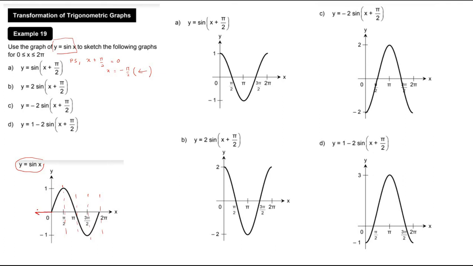Okay, gerak ke kiri. Okay, sebab gerak ke kiri sebanyak pi over 2. Kosong, pergi negatif pi over 2. Pi over 2, pergi kosong. Pi, pergi pi over 2. 3 pi over 2, pergi pi. 2 pi, pergi dekat 3 pi over 2.